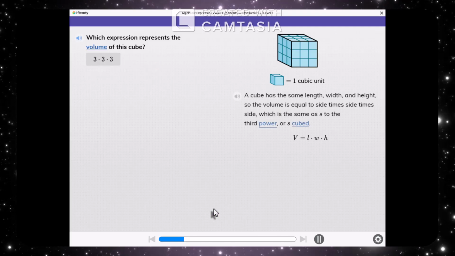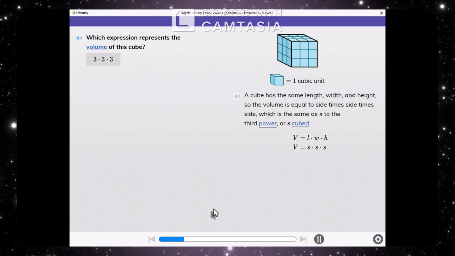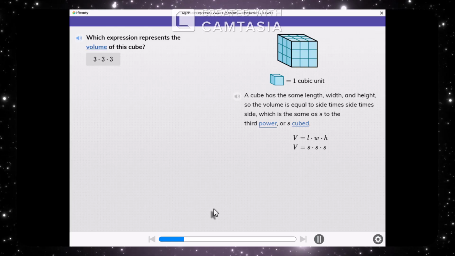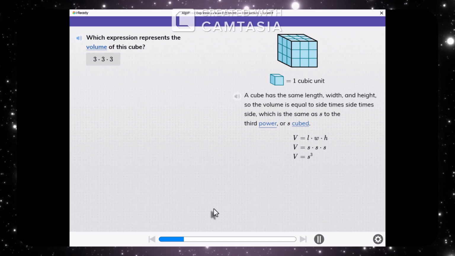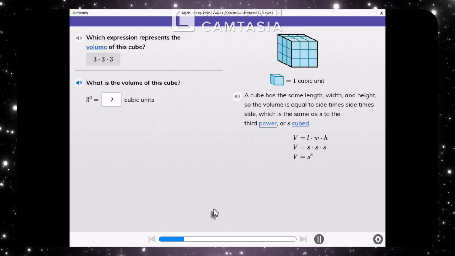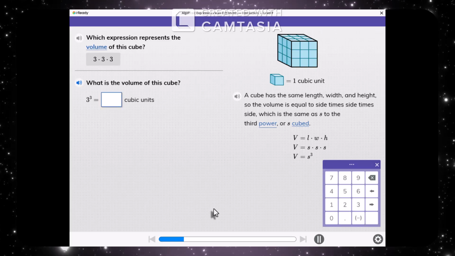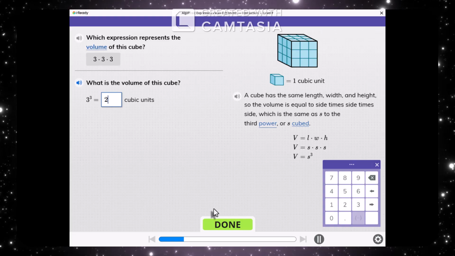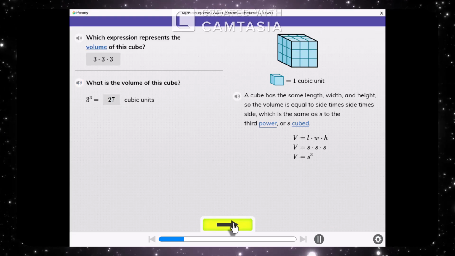A cube has the same length, width, and height. It's 27. So the volume is equal to side times side times side, which is the same as s to the third power, or s cubed. What is the volume of this cube? It is equal to 27 cubic units, not inches.